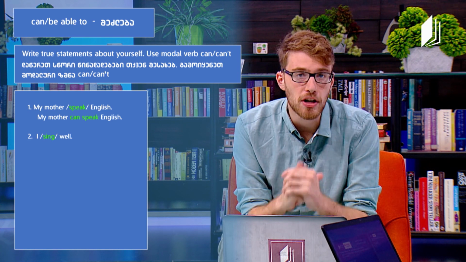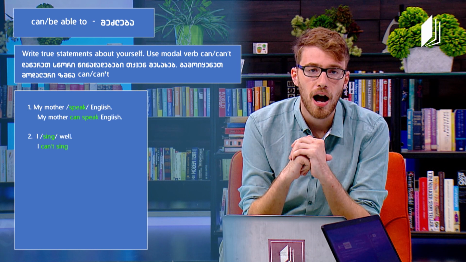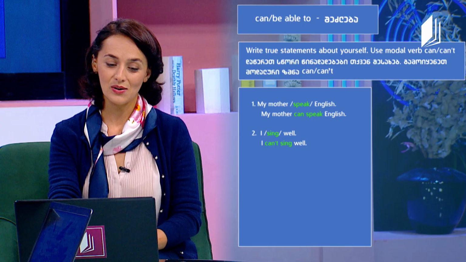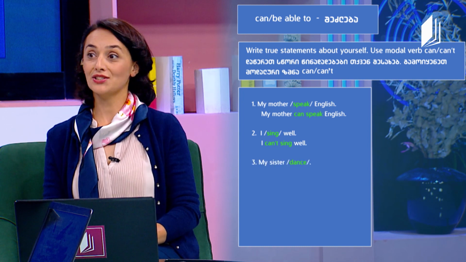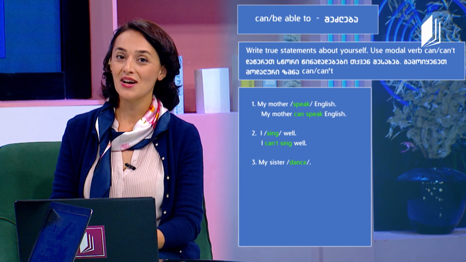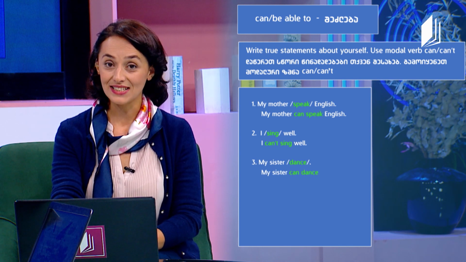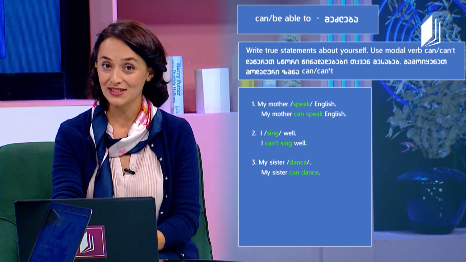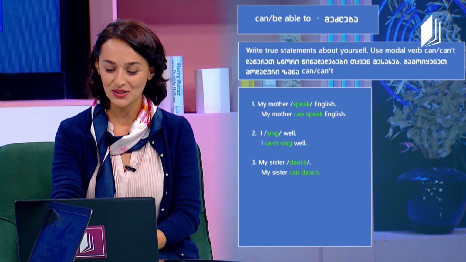I know I don't, so I will make it negative. So I can't sing well. Okay, now let's see the next sentence. My sister and dance. So my sister can really dance, and the sentence is my sister can dance. And I hope you are doing these sentences about yourself, right? Good job. Now the next one.